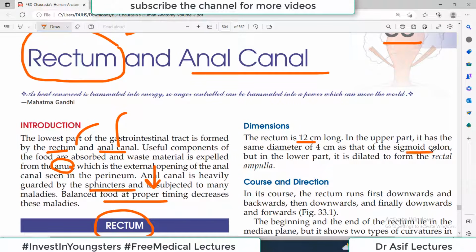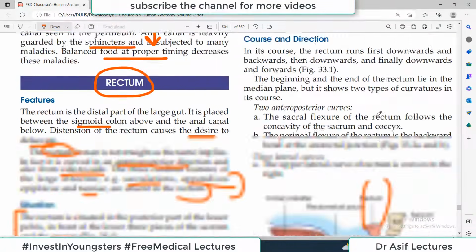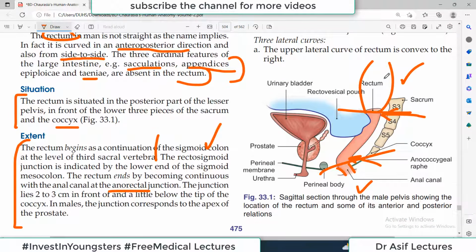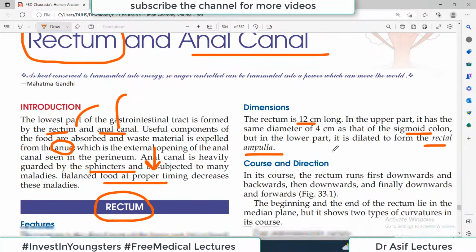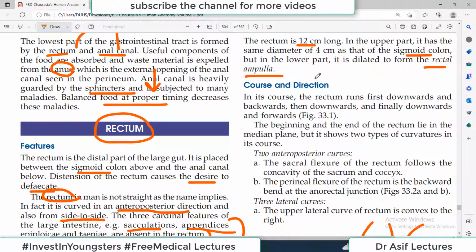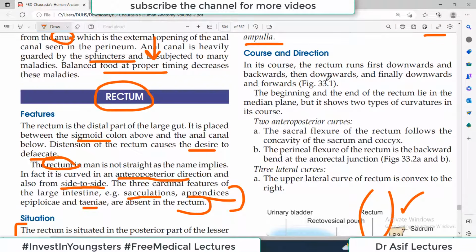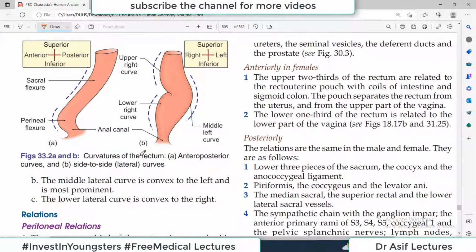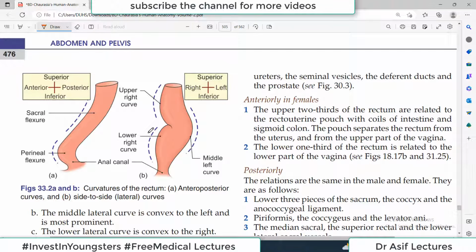Okay, in the upper part it has the same diameter as that of the sigmoid colon, but in the lower part it is dilated to form the rectal ampulla. So initially the size is a little smaller, same as the sigmoid colon, and below it forms the rectal ampulla, the size expands. Course and direction of the rectum. In its course, the rectum runs first downwards and backwards, then downwards and finally downwards and forwards. So if you look at this particular diagram, this is telling you that the rectum is not a straight structure, it is a curvy structure.